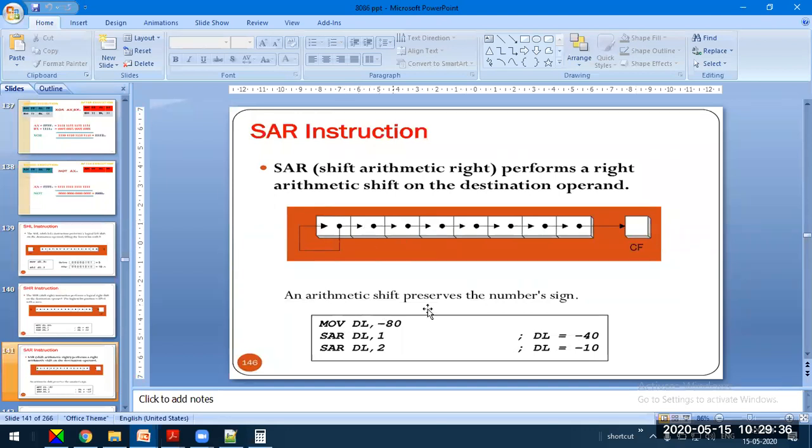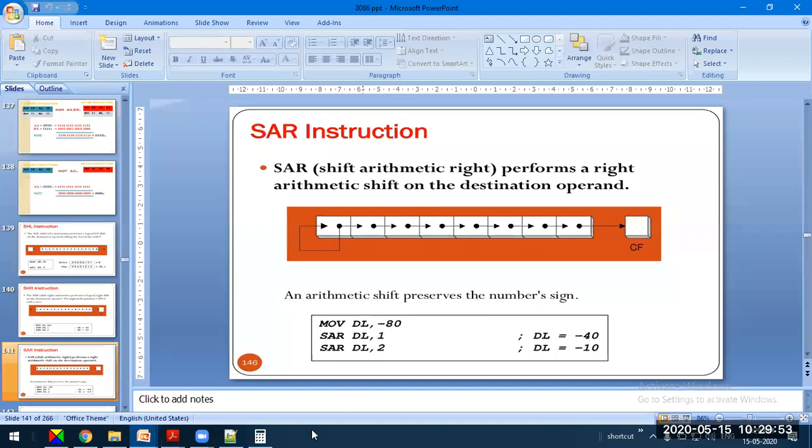We'll take one example case. Arithmetic shift preserves the number sign. That is, it will retain the sign bit, so it is for signed arithmetic. This is very useful. It will retain the sign bit, but it basically performs a division operation. Okay, fine. So we'll take one example case.